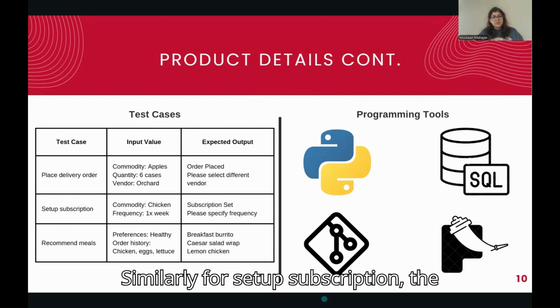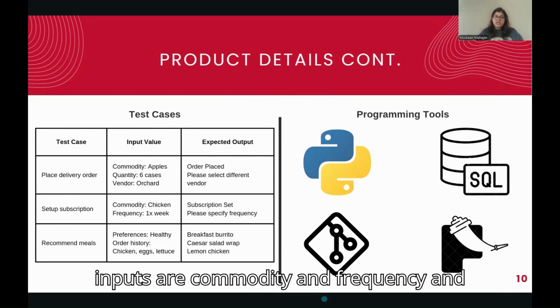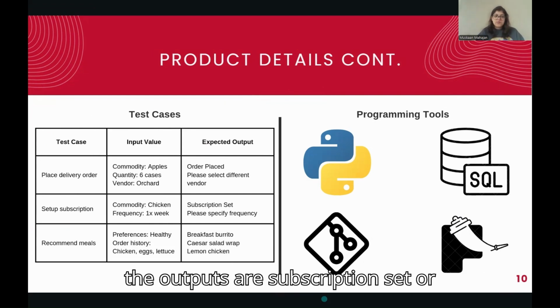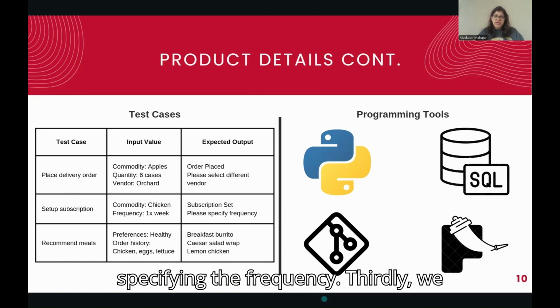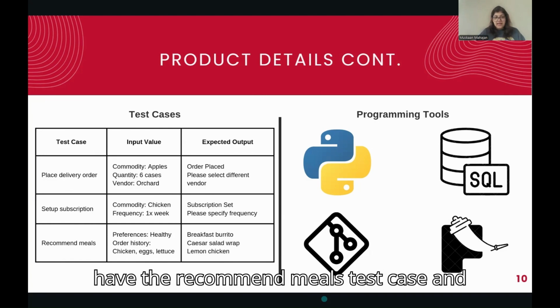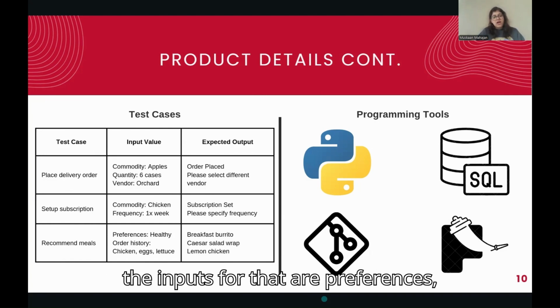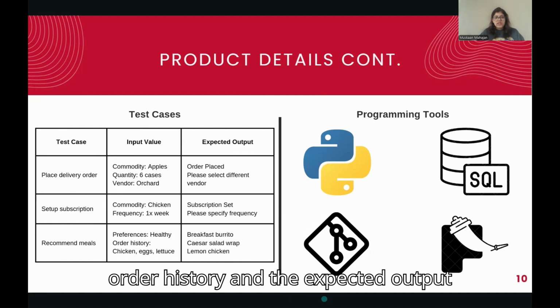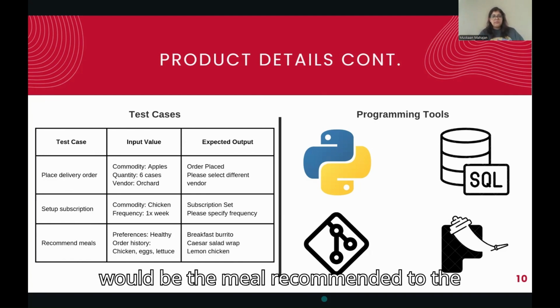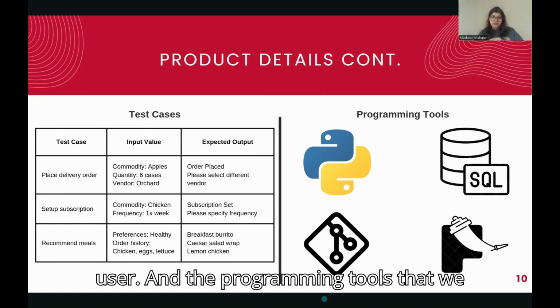Similarly, for setup subscription, the inputs are commodity and frequency, and the outputs are subscription set or specifying the frequency. Thirdly, we have the recommend meals test case, and the inputs for that are preferences and order history, and the expected output would be the meal recommended to the user.